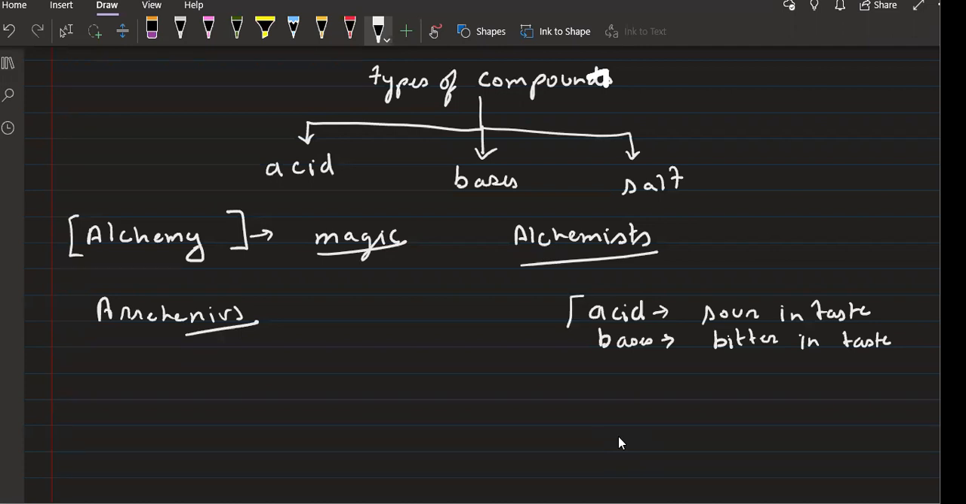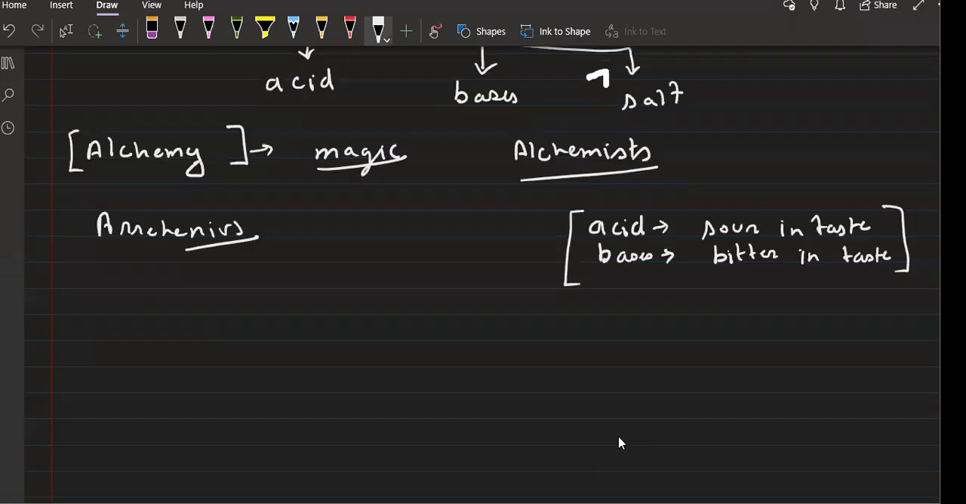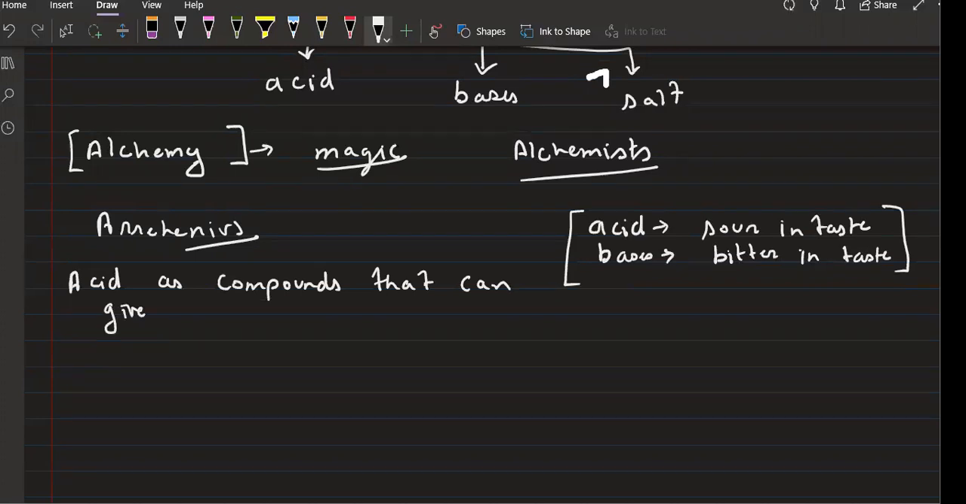But this is a property of acid and base. This is not the definition. So you should ask, what is the definition? According to the scientist Arrhenius, he defined acid as compounds that can give H plus ion. H plus ion, right?